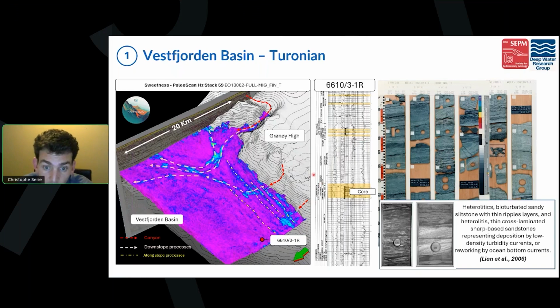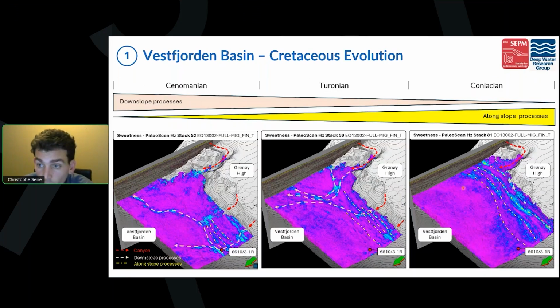If we go to the interval just above, in the Coniacian, then we don't see any of the gravity processes coming down into the basin. We see all those along slope systems. So we have an evolution from downslope in the lower part of the Cretaceous and then up in the stratigraphic sequence with more along slope processes.